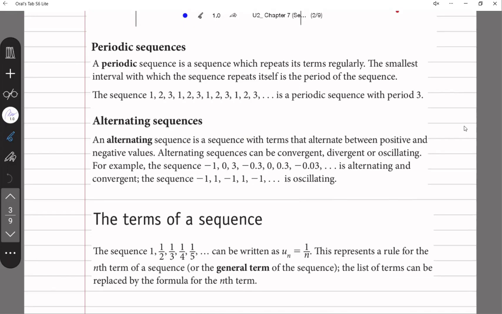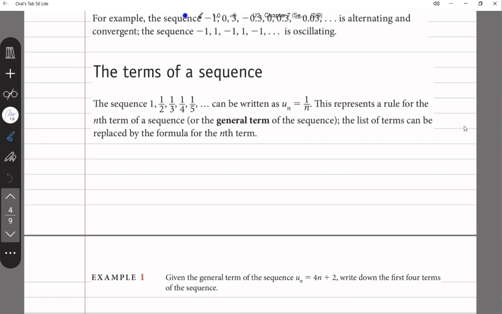Alternating sequence. An alternating sequence is a sequence with terms that alternate between positive and negative values. Alternating sequences can be convergent or divergent or oscillating. For example, -1, 0.3, -0.03, 0.003, etc. is an alternating convergent sequence. And the sequence -1, 1, -1, 1, -1, it's alternating and it's what? Oscillating.